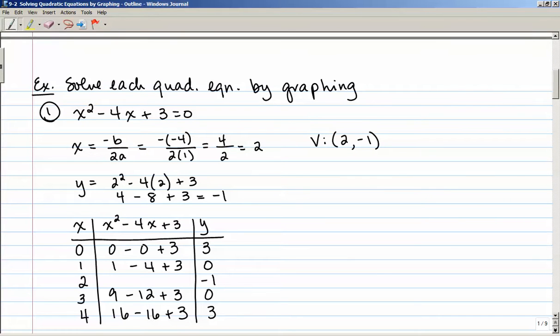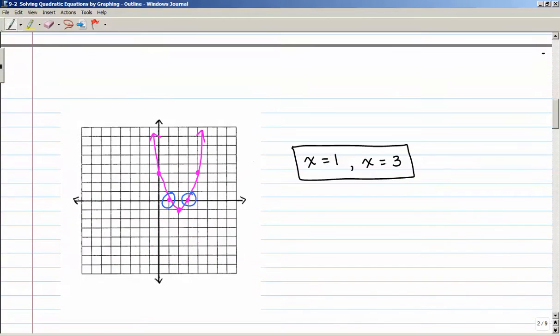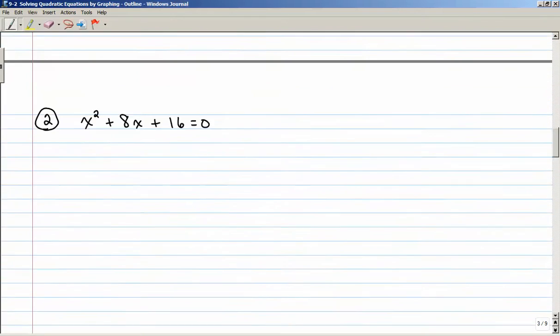So notice that when x is, let's look at our table here, when x is 1, my y is 0. When x is 3, my y is 0. And that's really what I'm looking for, because this equals 0. So in other words, what are the x values when y equals 0? 1 and 3, and those are indeed my solutions, which is where the graph crosses the x-axis. Let's take a look at another example.